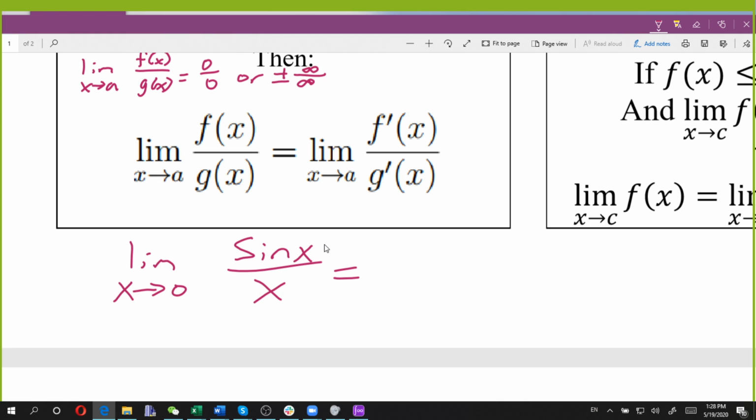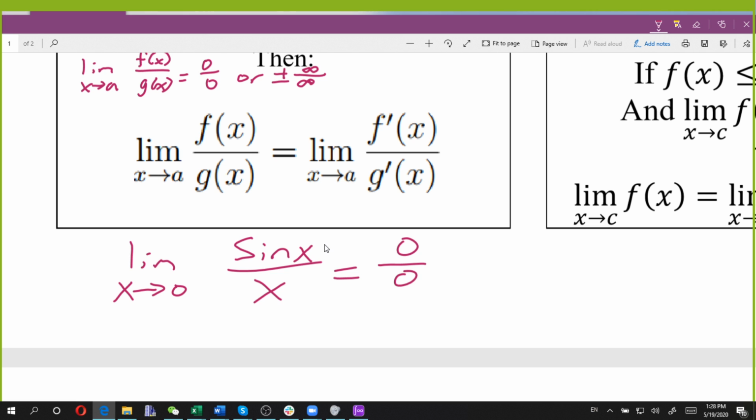Who am I on? We just did Kenichi and Sarah. I'm going to jump back to Kelly. Kelly, what's the sine at 0? And if I plug in 0 for x, I get 0. So this is 0 over 0.